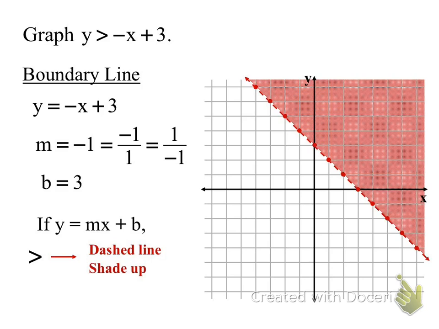I like to just block it out temporarily. Y is greater than 3. So I go to my y-intercept. Where are the numbers greater than? Here's 3, here's 4, here's 5, here's 6. Here's 2, here's 1, here's 0. That's the method that I use. All right.